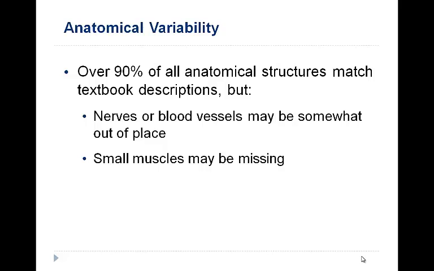Smaller things, they can be missing, such as muscles. Sometimes you can have small muscles that aren't present, or sometimes with stuff like blood vessels or nerves, they can take alternate routes, and they might not be in the exact location that you're always used to.